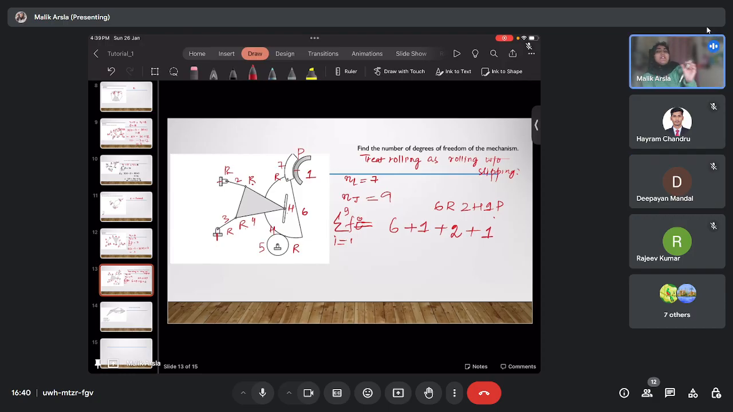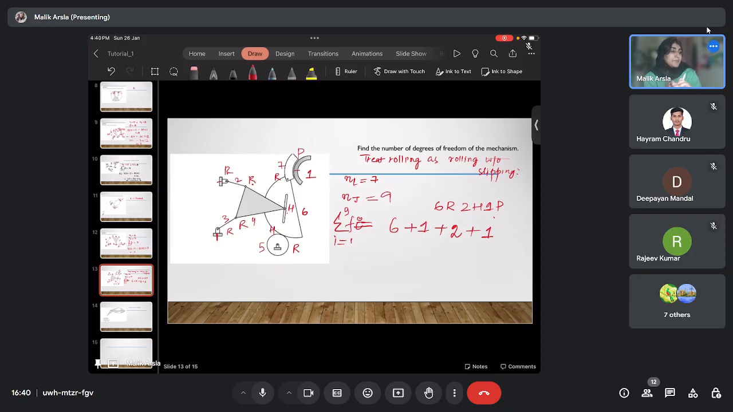So sometimes even if you have higher pairs, you will have to calculate the number of degrees of freedom. Or otherwise you can simply remember that for most higher pairs we have 2. So if you consider 2 degrees of freedom for this pin and slot, then 2 for this disk at the bottom, you will write a 2 here, but after that you will have to check the number of redundant degrees of freedom. That is also a way: you count the number of redundant degrees of freedom.